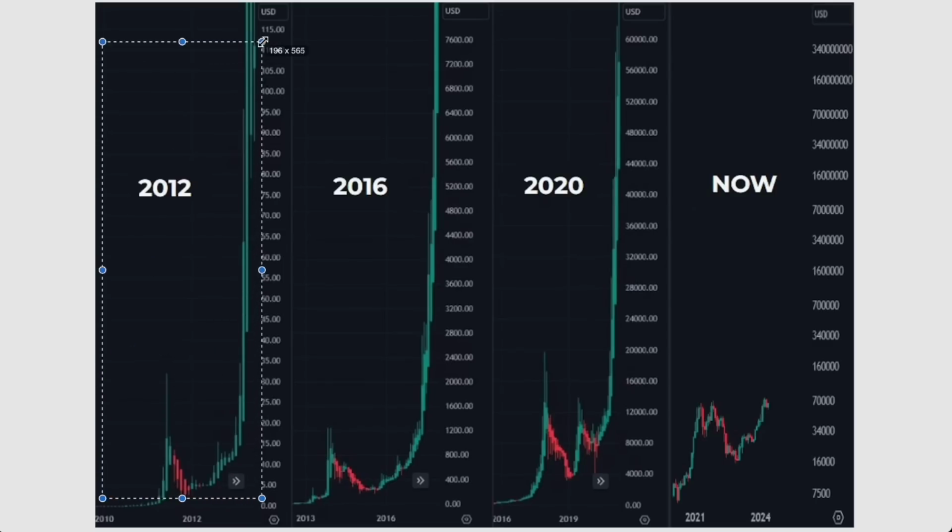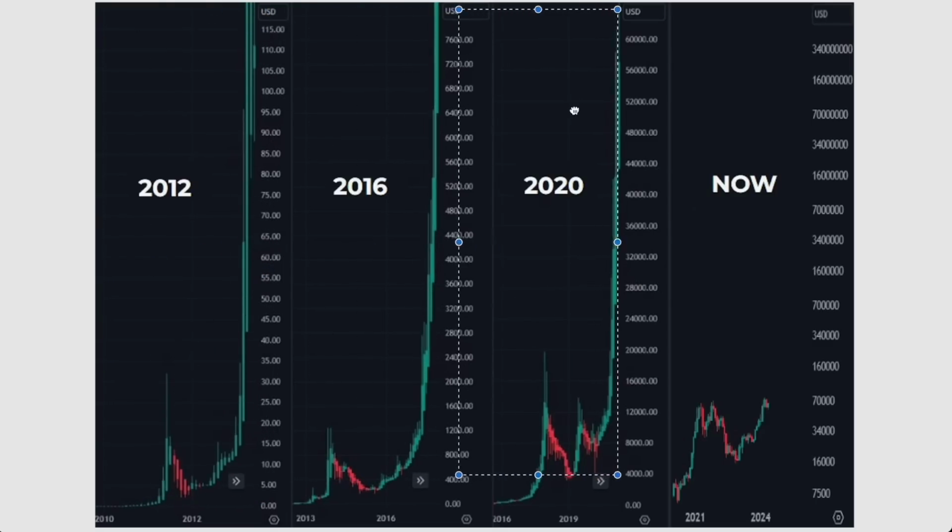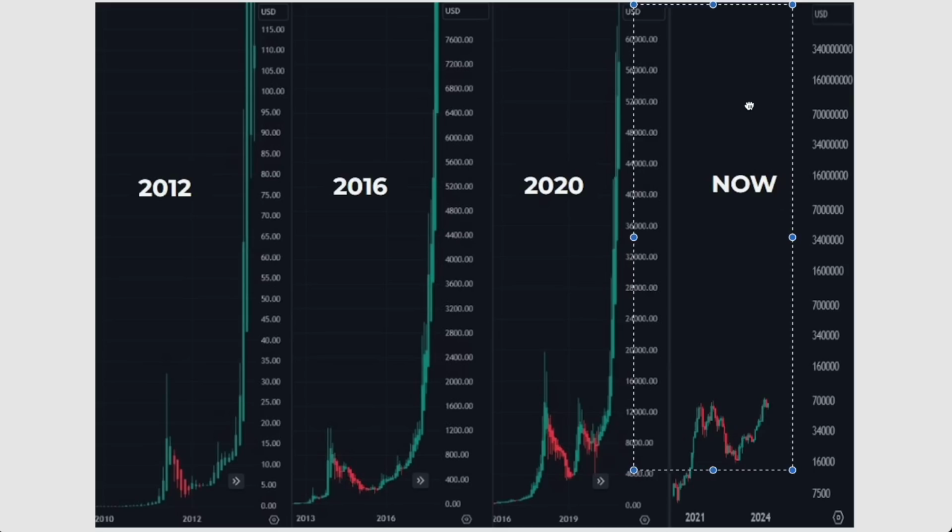The Bitcoin halving is simply not priced in, and if we look at previous market cycles, we'll understand why. Because every time we see a halving event, many months after the halving event, we tend to see fantastic price appreciation in Bitcoin's price action.